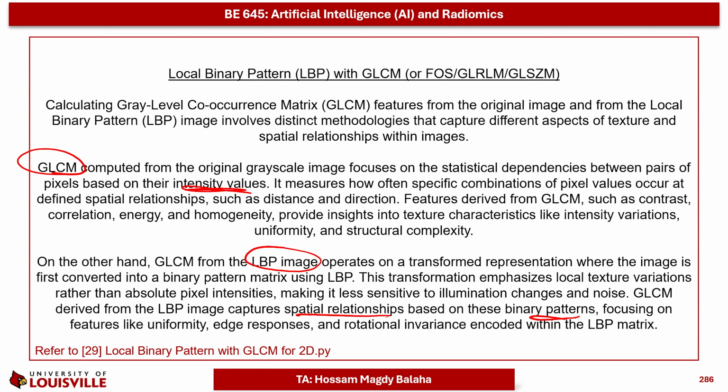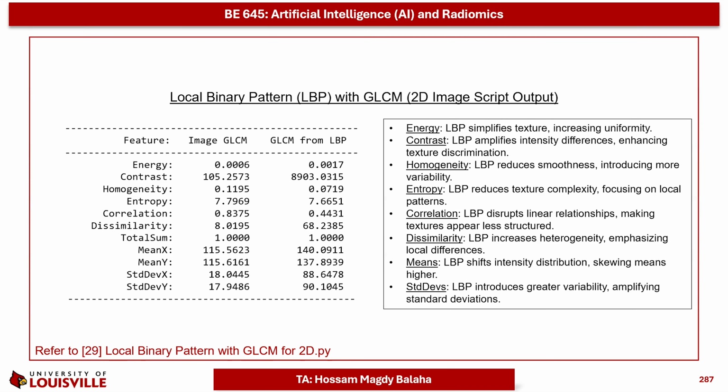Again, you can combine the extracted features from here and here together in your feature set, so that you can strengthen your feature set by extracting features based on the intensity values and binary patterns. After executing the code, these are the features for GLCM. These are the features from GLCM applied on the LPP.